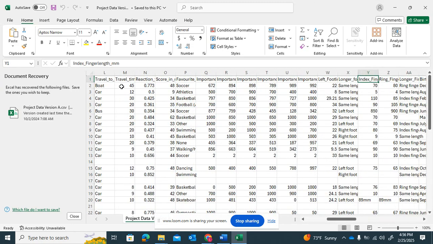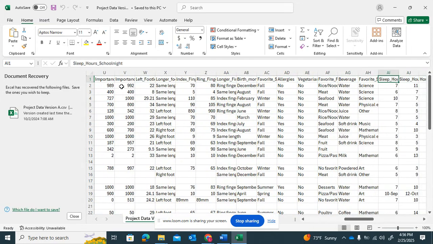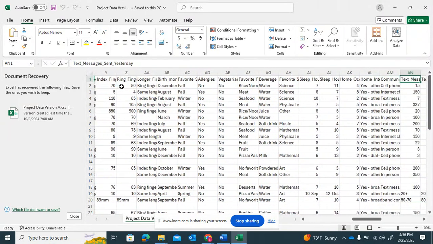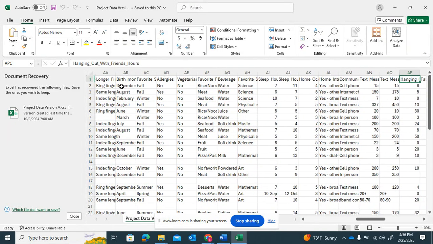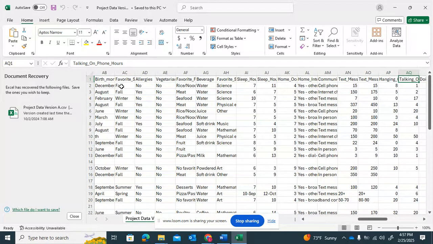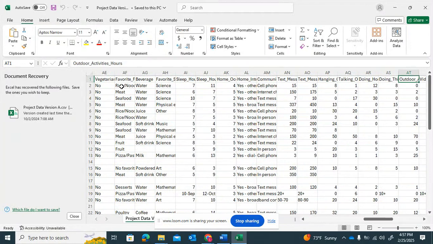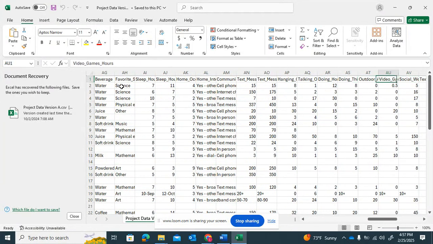Some people have index finger length, some people have ring finger length. And depending on where you were, there are hours slept on a school night, hours slept on a non-school night, text messages sent yesterday, text messages received yesterday, hanging out with friends, talking on the phone, doing homework hours, doing things with family hours, outdoor activity hours, video game hours, and so forth. I think that's about it.